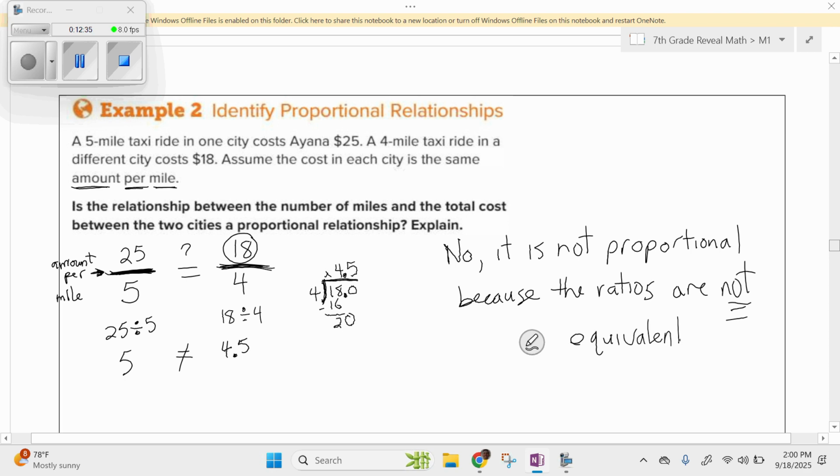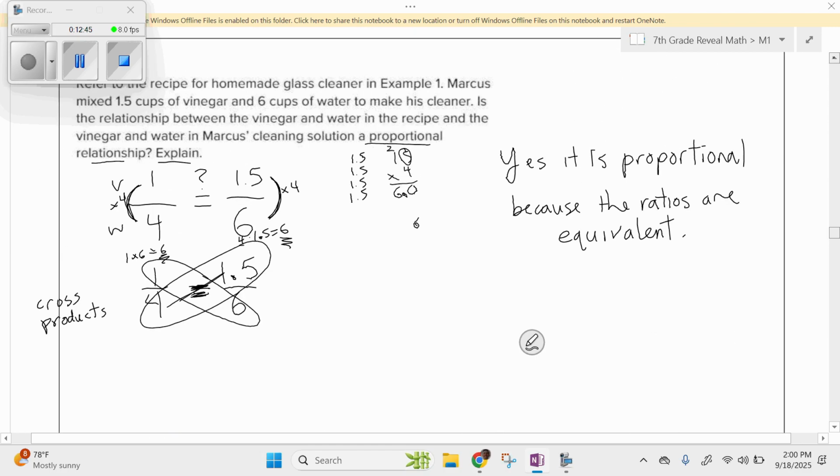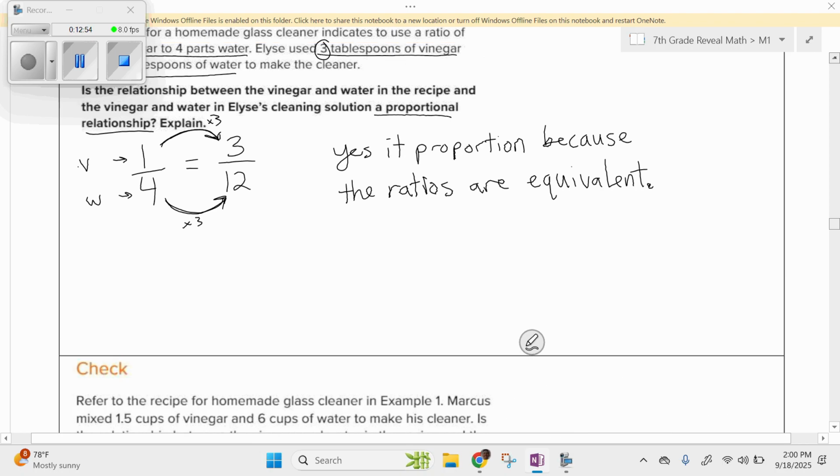You're probably getting the hang of it. We have 3 different ways to test, so make sure you use these notes for different problems if you have issues. We had multiplication this way, we had cross products, and up here we just saw the ratios that we practiced yesterday.